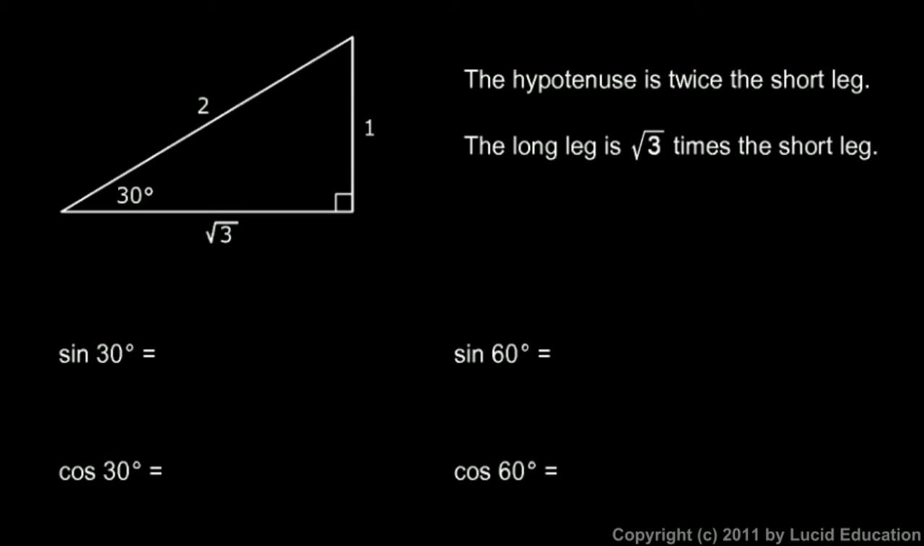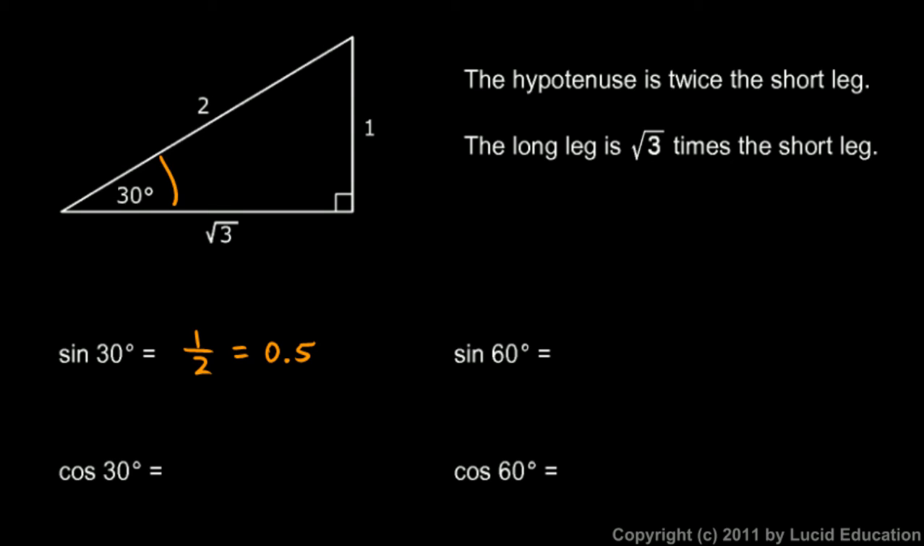So using that, we can think about the sine and cosine ratios for these angles. So let's look at the 30-degree angle first. The sine of an angle is always the opposite side over the hypotenuse. So in this case, that's 1 over 2. And if you wanted to write it as a decimal number, that would obviously be 0.5.